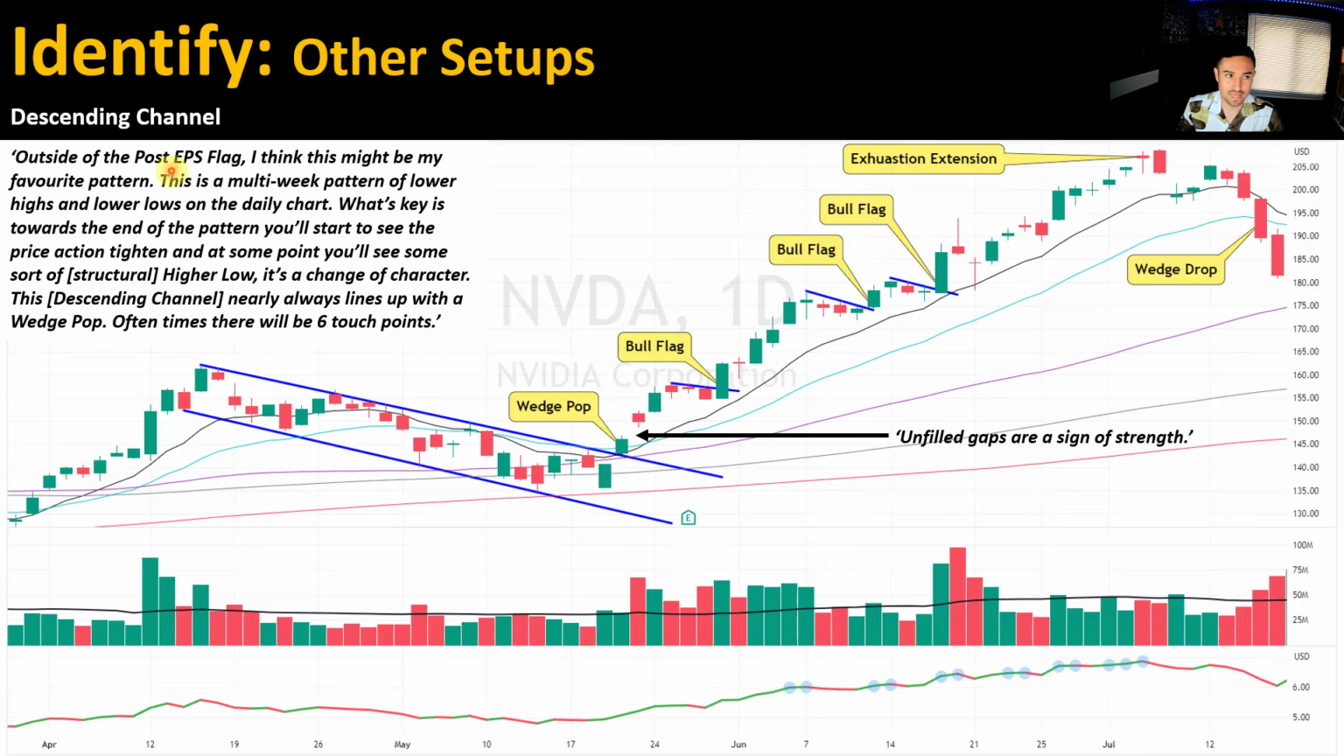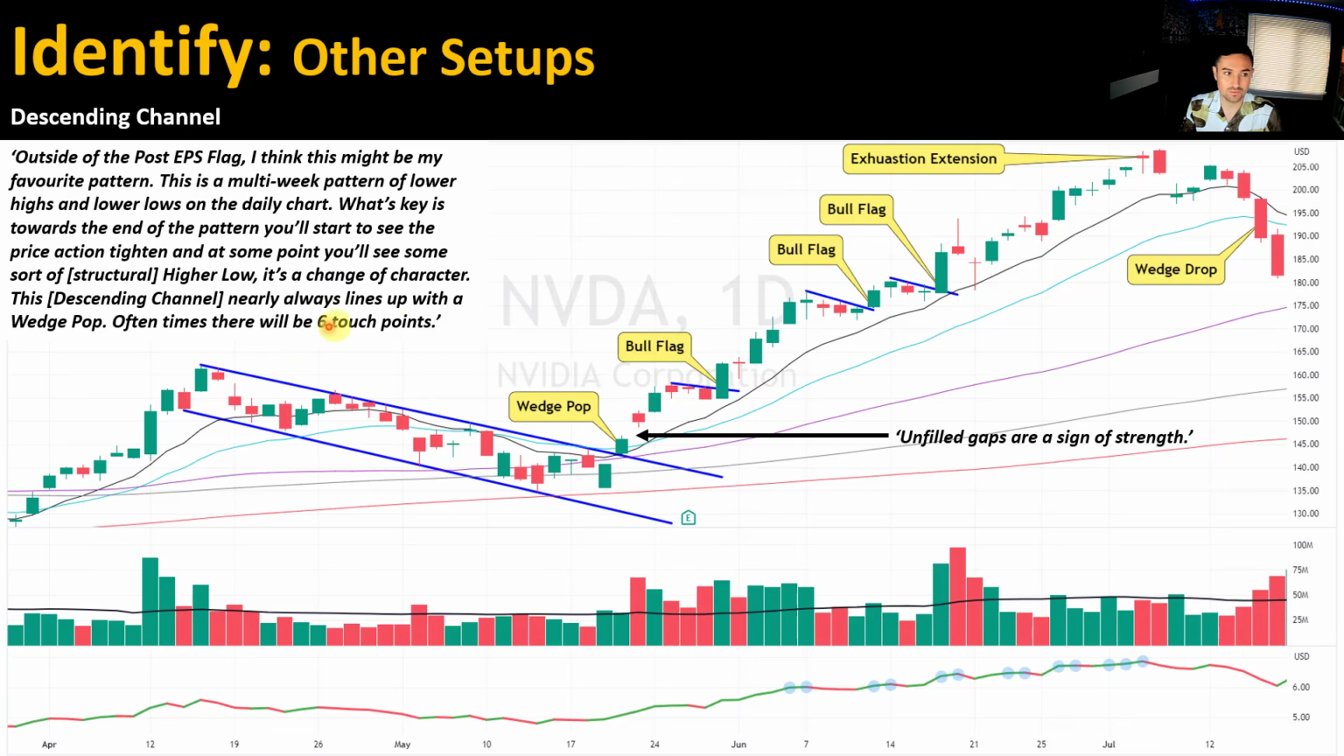Outside of the post EPS flag, I think this might be my favorite pattern. This is a multi-week pattern of lower highs and lower lows on the daily chart. What's key is towards the end of the pattern, you'll start to see the price action tighten, and at some point you'll see some sort of structural higher low. So here with Nvidia, price actually gaps down and reverses on this bar, and it puts in this structural higher low, and then the wedge pop comes through.